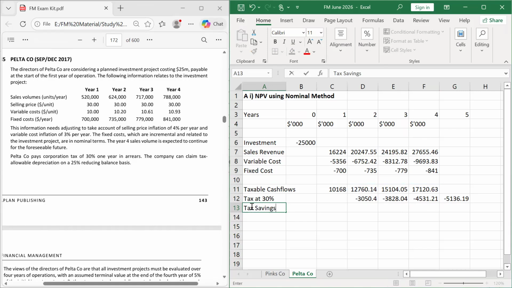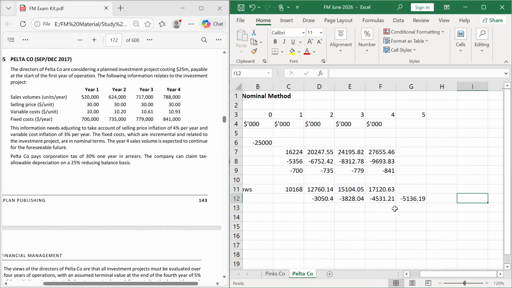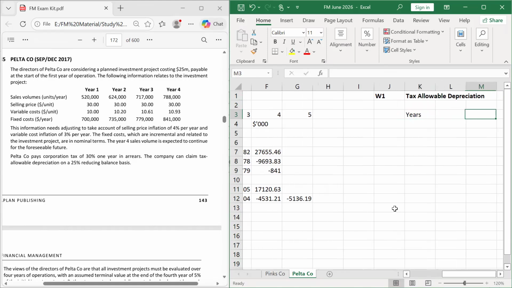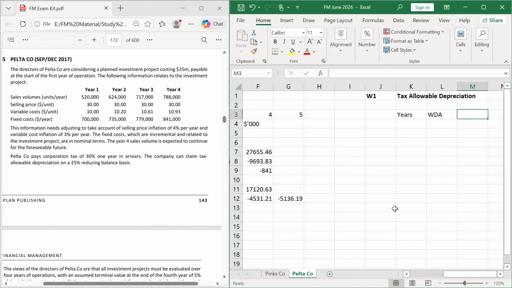Tax savings. So tax written down allowance, you can write that as well, WDA. So working one, I have to do that here. Working number one of tax allowable depreciation. So years, written down allowance, and tax savings. Dollar triple zero, Control C, and here as well Control V. So year one, year two, year three, year four.